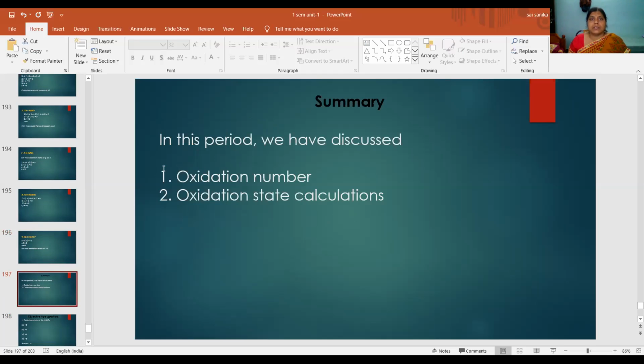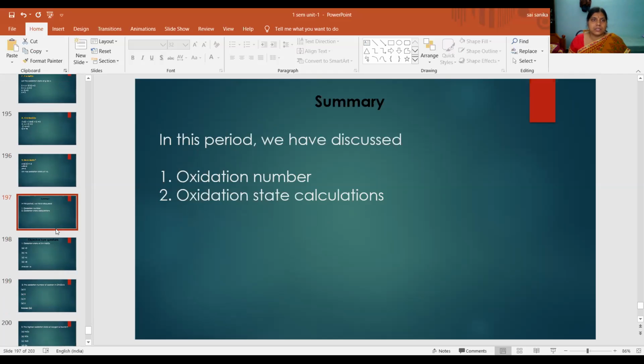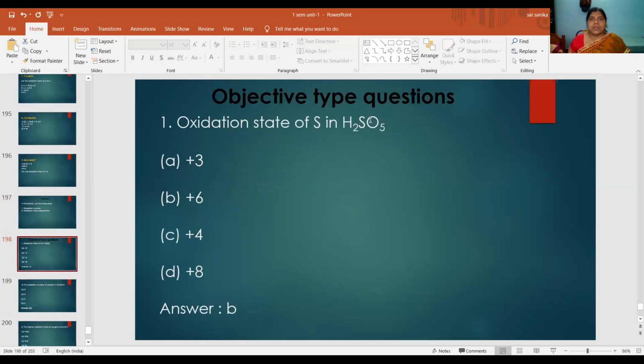Okay. Next come to summary. In this period what we have discussed: oxidation number and calculation of oxidation states. And objective type questions. So, oxidation state of S in H2SO5. So you have to calculate. If you calculate, here H +1, O -2. So 2 into +1 plus X plus 5 into -2. So answer is B, that is +6.